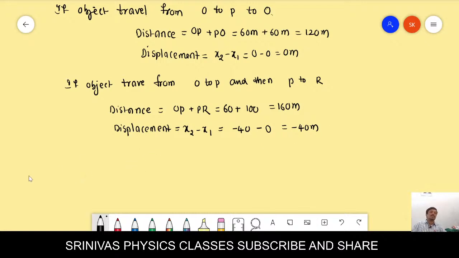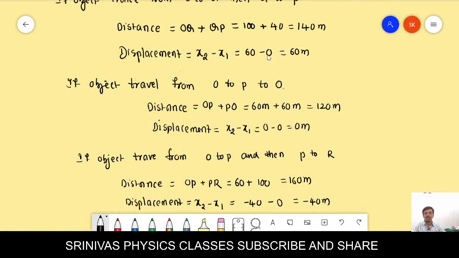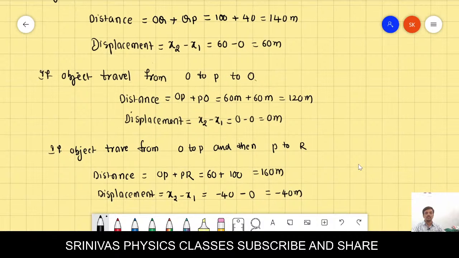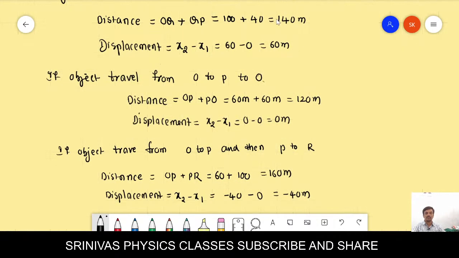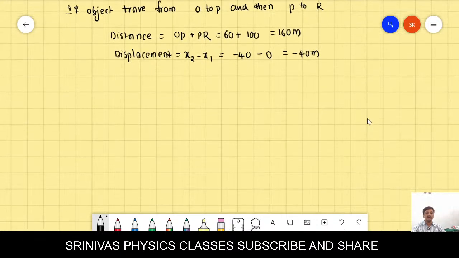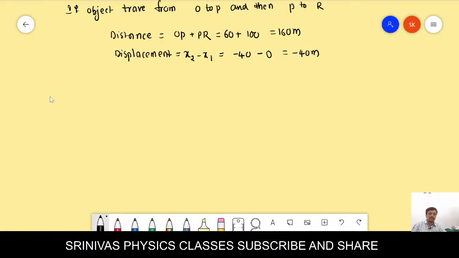From these equations we conclude one thing. Displacement may be negative, it may be 0, and in the above case we got positive. You see here displacement positive, here 0, here negative. That means displacement may be negative, positive, or 0. But the distance is always positive. You see positive, positive, positive. Can you write the relation between displacement and distance? What is the relation between displacement and distance?